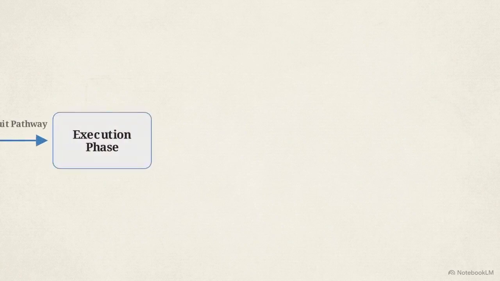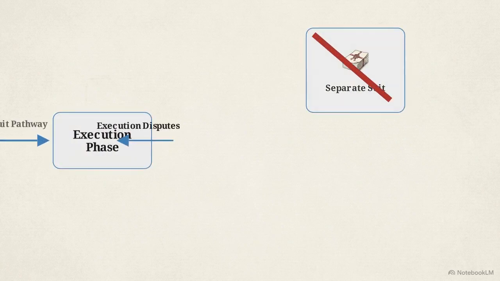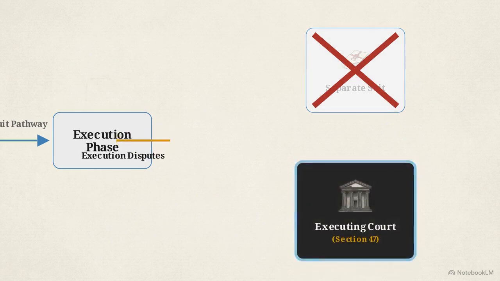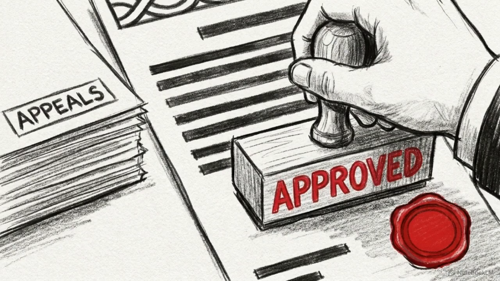If the decree survives, it moves to enforcement. Section 47 dictates a strict mandate. All execution disputes must be resolved by the executing court. Separate suits are entirely prohibited. The foundational case law doctrine is that an executing court cannot go behind the decree. Its role is enforcement, not interpretation.